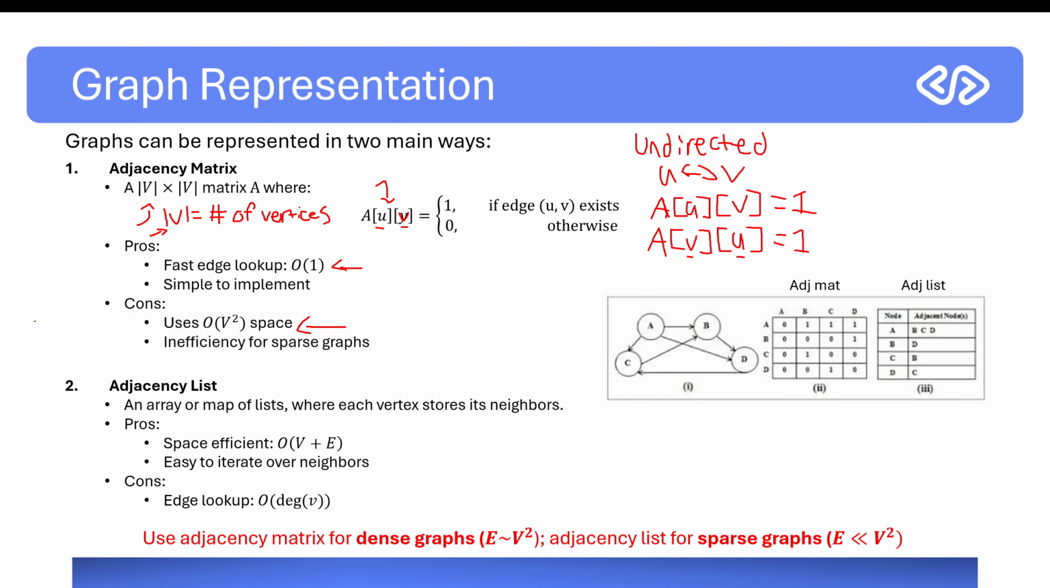Okay, so that's adjacency matrix. So very costly in terms of sparse graphs, but very fast edge lookup times.